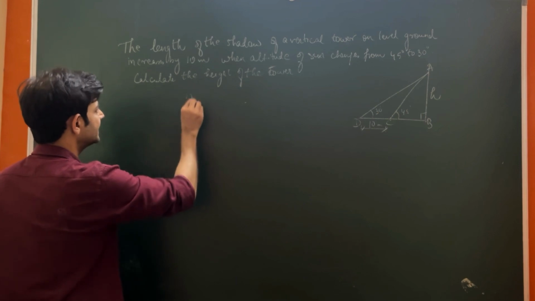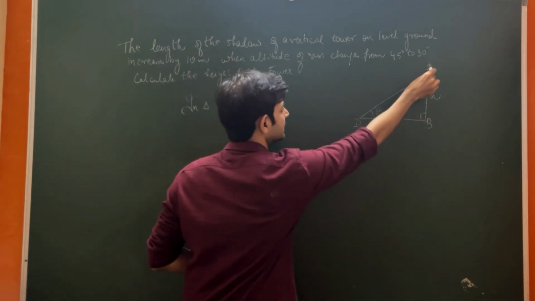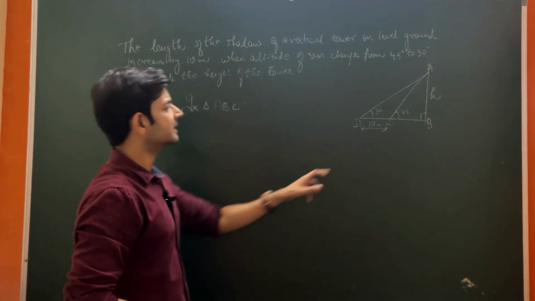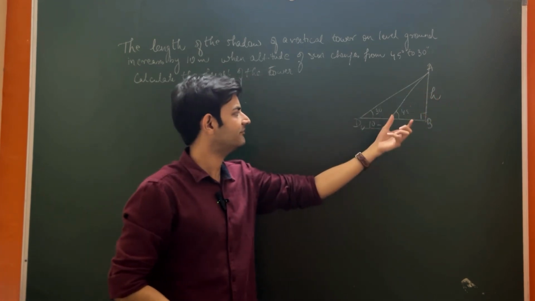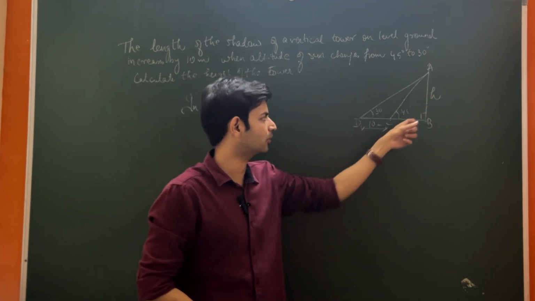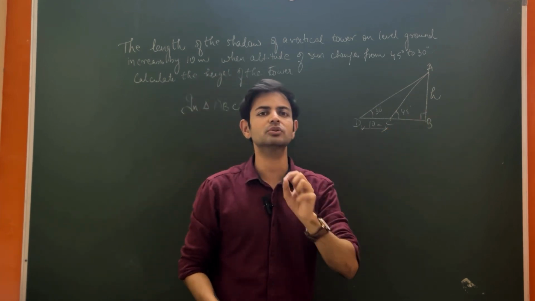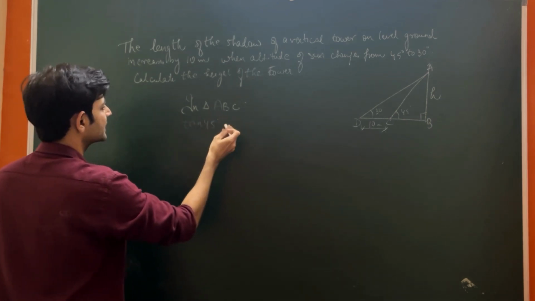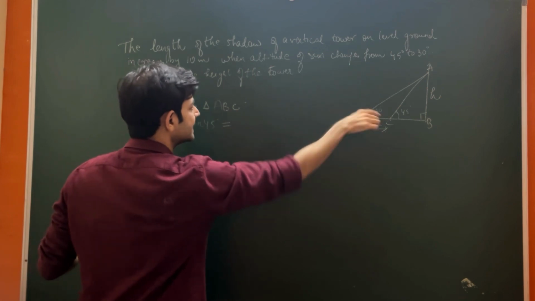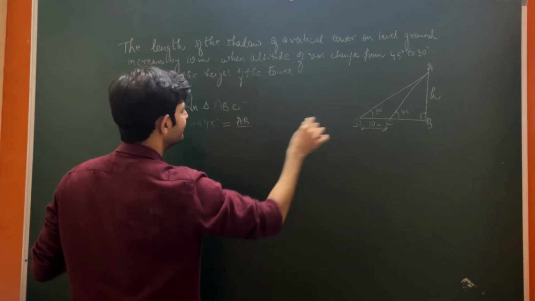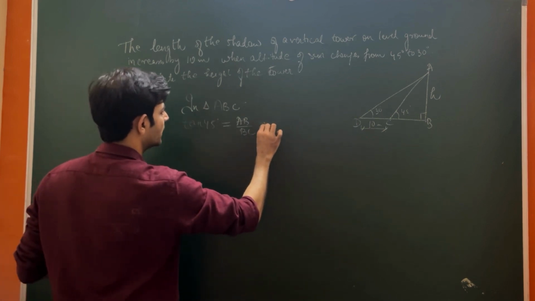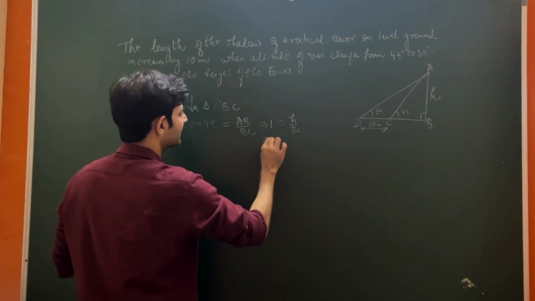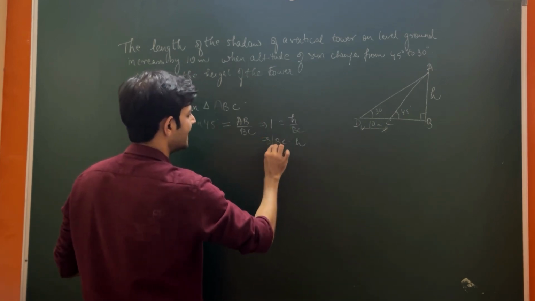Now let's solve it here. Let's take a triangle ABC first. In triangle ABC, because we are given the perpendicular and we are supposed to find the base, we are relating the perpendicular and the base, so we'll use tan theta here. So tan 45 is equal to AB upon BC. Tan 45 is 1, so this implies 1 is equal to H upon BC. This implies BC is equal to H meters.